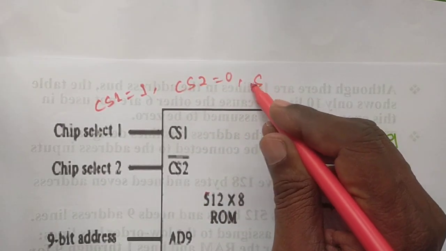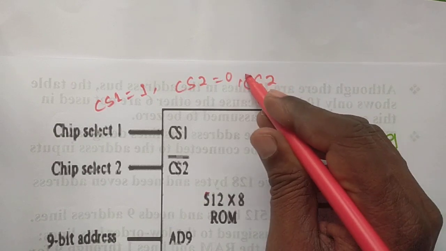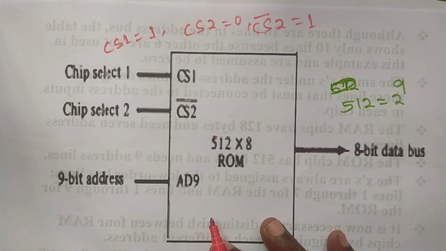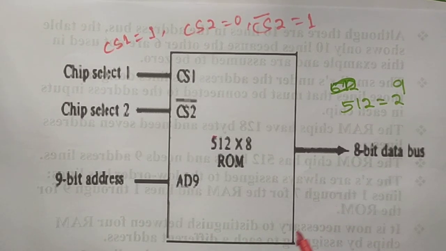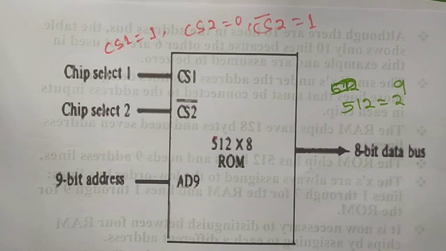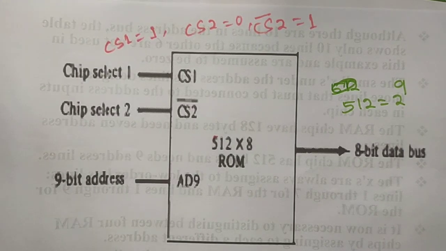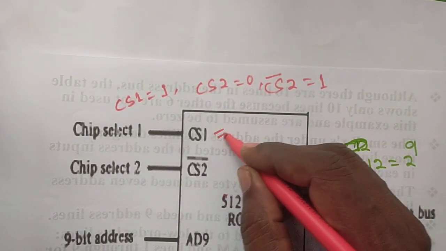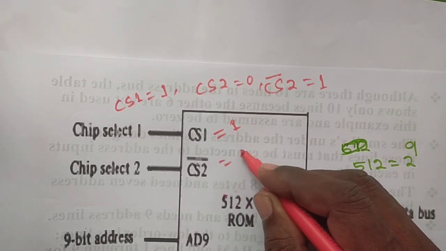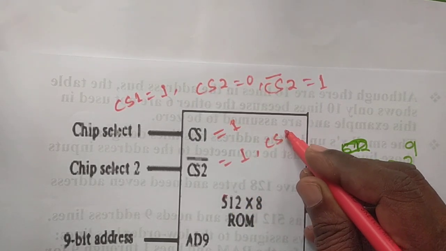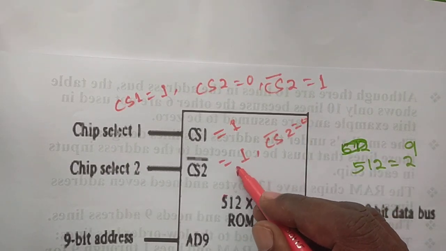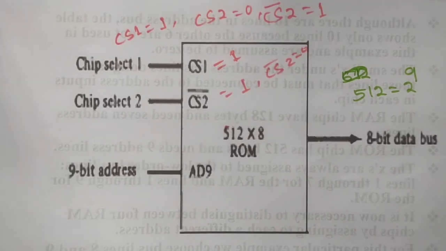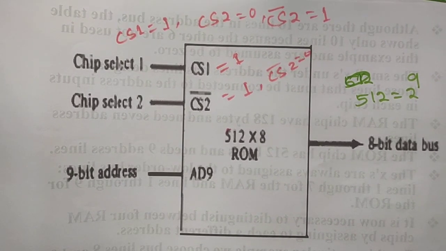Here CS2 complement will be 1. In that case, what happens? This ROM sends the data from this to another component. So for read only memory, whenever the situation arises, CS1 will be 1 where CS2 will be 0, but the enable point will be 1. In that situation, we have to check very carefully. Okay, this is the basic structure of the ROM chip.